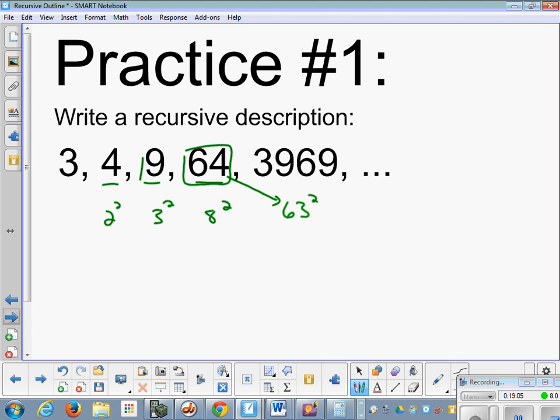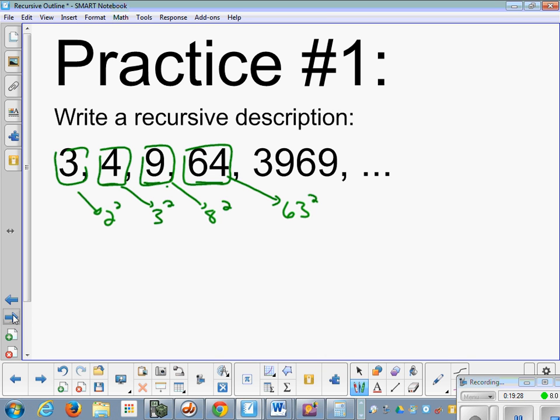64, 9, 4, 2. I think I see a pattern here. I take 1 away from this number and then square it. So how the heck am I going to describe this pattern? How can I describe this?